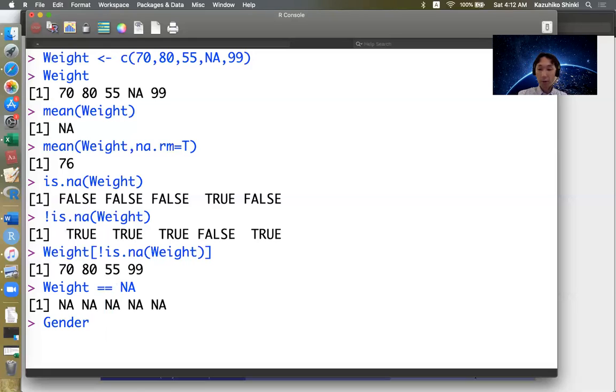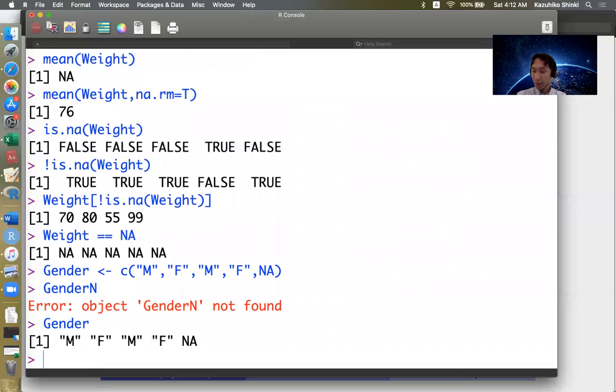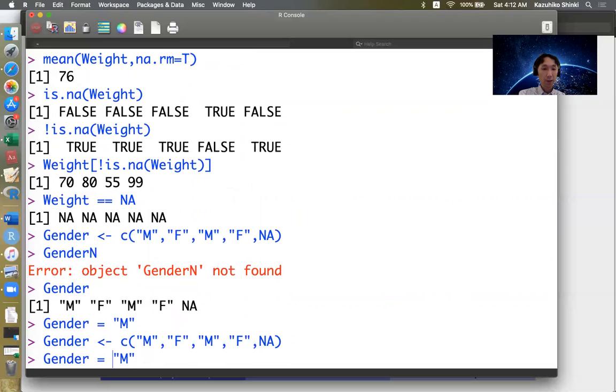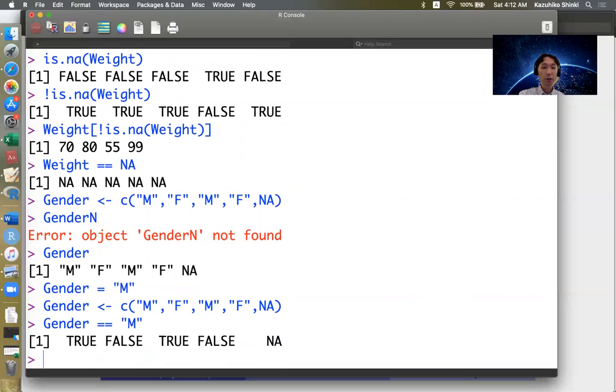This is the same for a character vector. For example, the gender vector is defined as a character vector, but the last one is NA. If we check if gender is equal to M, the answer is TRUE, FALSE, NA.